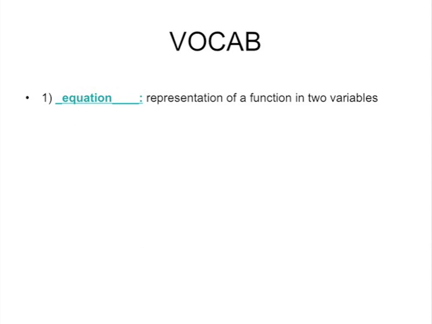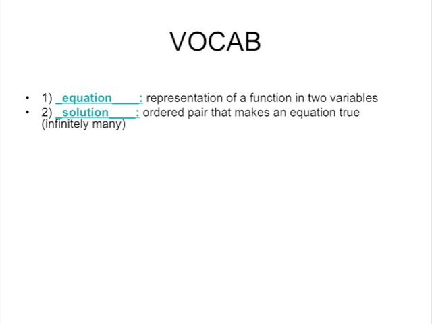Now, a few more vocabulary words here. An equation is how we represent a function with two variables, again typically our x and y. A solution is an ordered pair that makes an equation true. There are infinitely many of these.